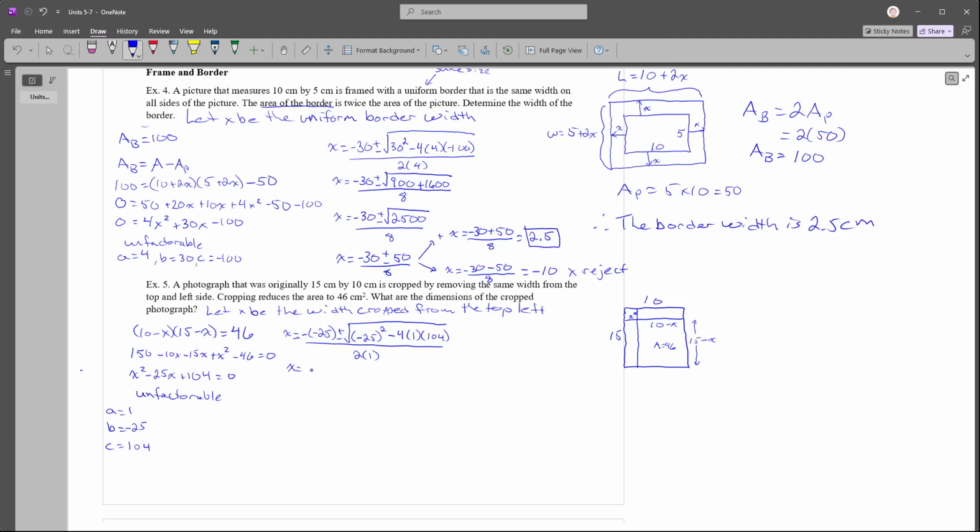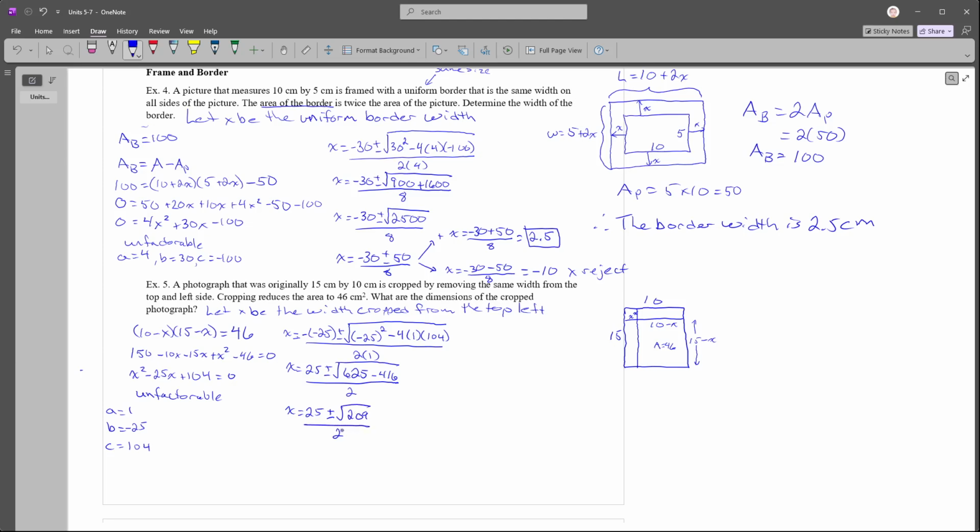So x is equal to 25 plus or minus the square root. 25 squared is going to give you 625. Now we have 4 times 1 times 104. So that's going to give us 416, and it's minus because we only have one negative there. So minus 416, and that's all over 2. We keep simplifying, so we have x is equal to 25 plus or minus the square root of 625 minus 416, which is going to give us 209, all over 2.